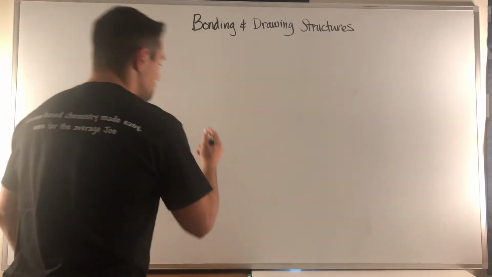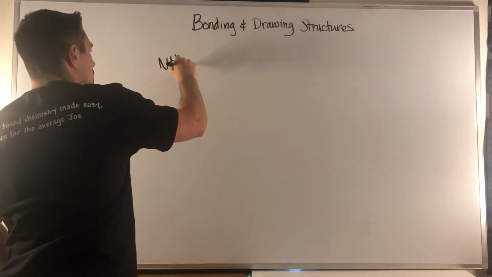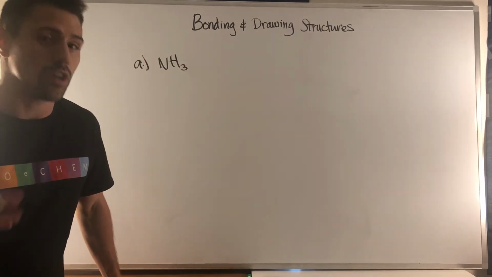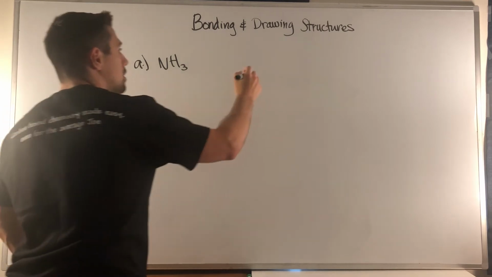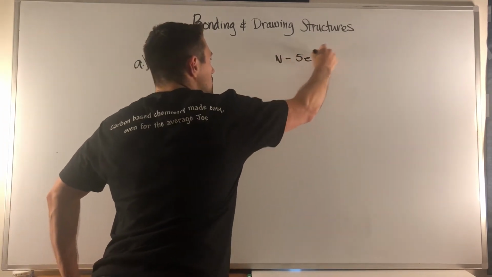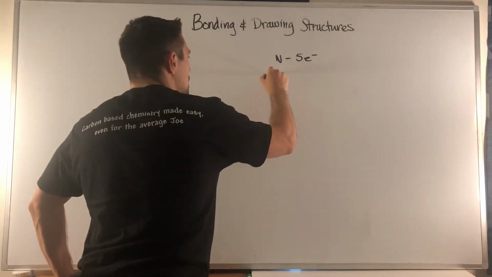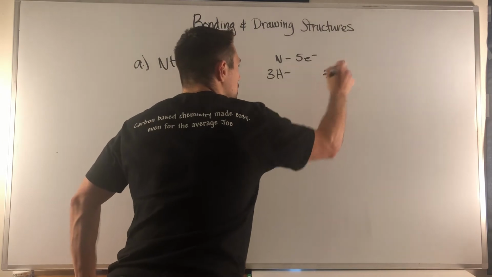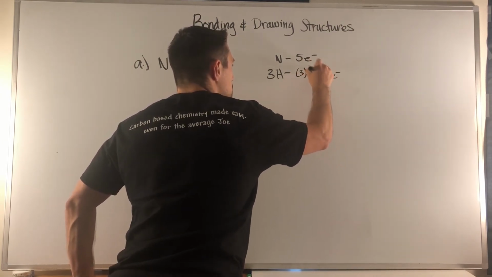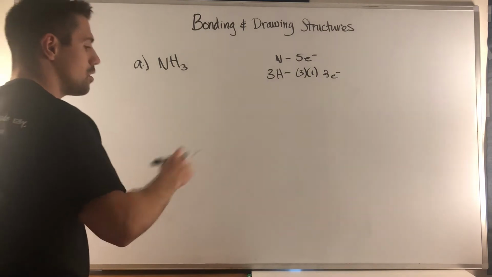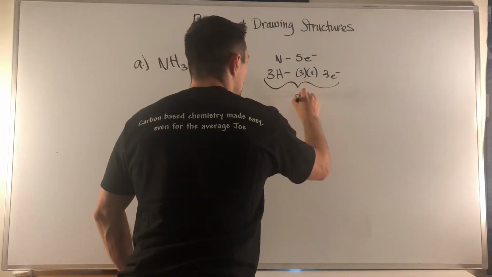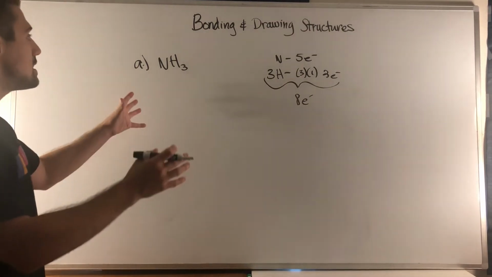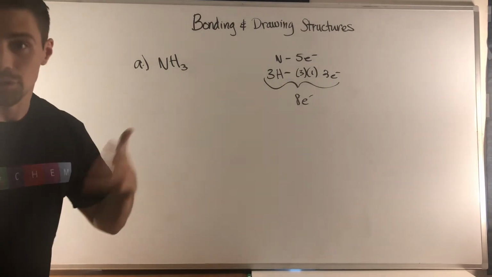So, for number one, we have ammonia. This is for letter A. So, very first thing we're going to do, let's see how many electrons we're working with. We know nitrogen brings 5 electrons to the table. We have 3 hydrogens, 1 electron each, gives us a grand total of 3 electrons, right? Because we have 3 times 1 hydrogen. So we are working with a grand total of 8 electrons. Cool. So I think it's easy to see that nitrogen is going to be our central atom here, right?